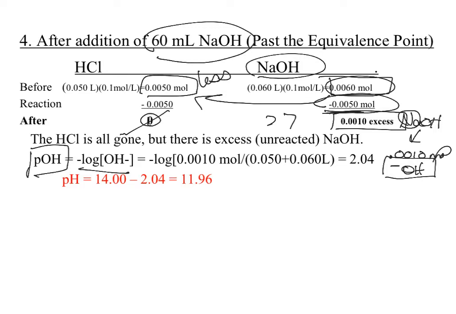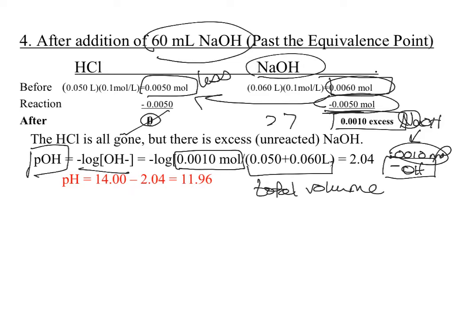So again, you can't stop at moles. You've got to get molarity. So we have moles divided by total volume. You've got to go back up to the problem to see what the total volume is, okay? So far in there, we have 50 milliliters of the acid and 60 milliliters of the base. And so the total volume is 0.110, I think, right? And so pOH is 2.04.